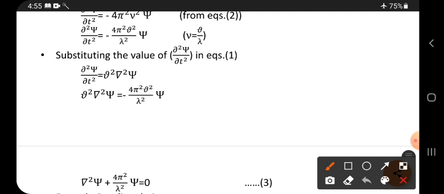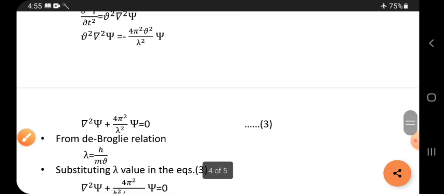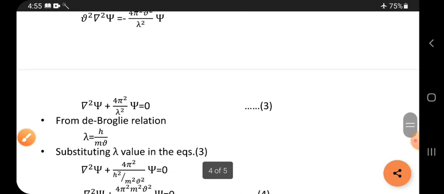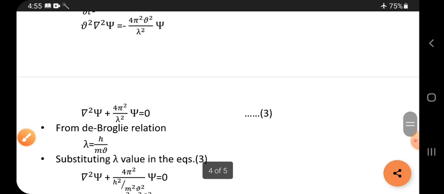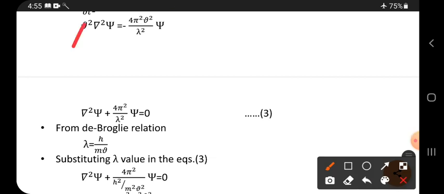Here v square gets cancelled, then what do you get? v square gets cancelled, and bring this minus term to this side. It is already a minus term on this side, so if you bring it to this side it becomes plus.